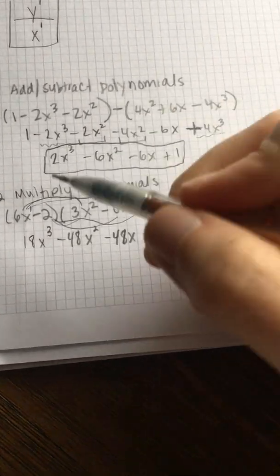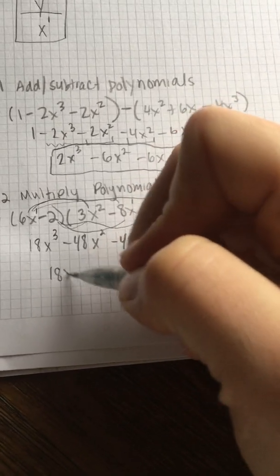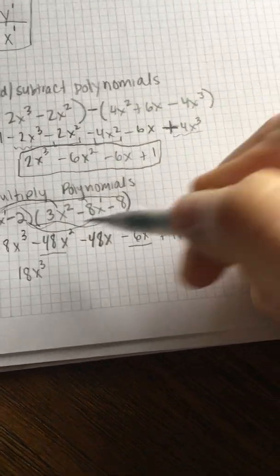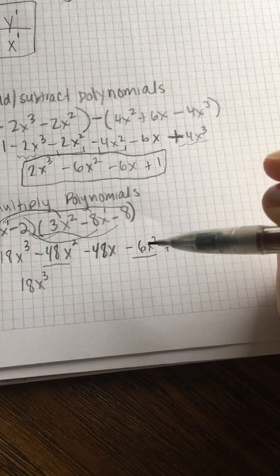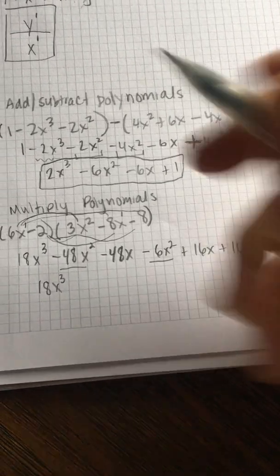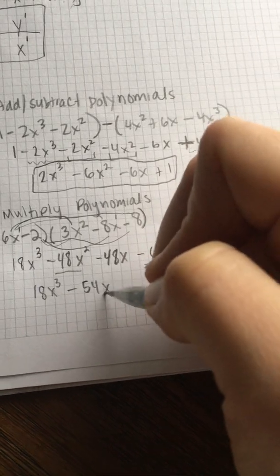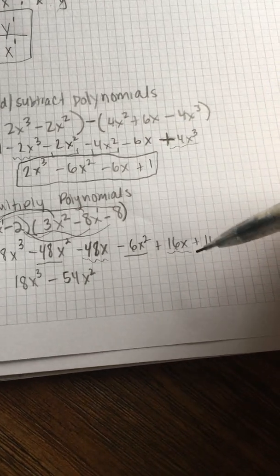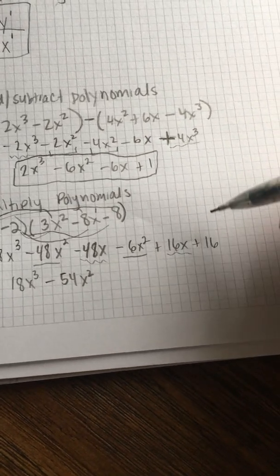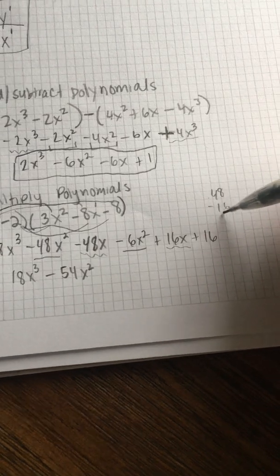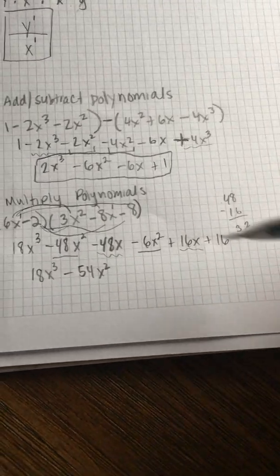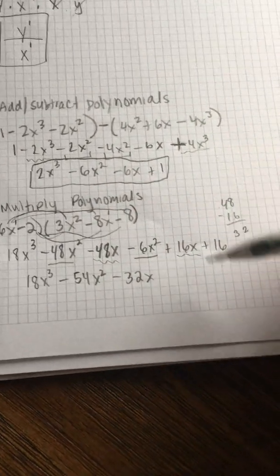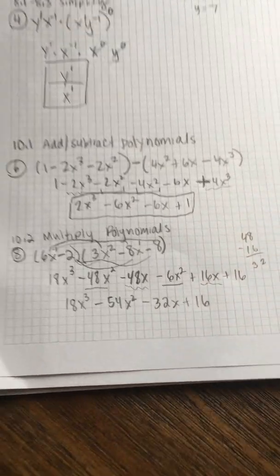So the biggest exponent I see is a 3. This is the only term that has a 3. 18x cubed comes down. Quadratic terms, put these together by adding because they have the same signs, and you get negative 54x squared. Put the linear terms together. I need to subtract those and keep the sign of the bigger, and again, you can even just show it off to the side. You get 32, and keep the sign of the bigger, negative 32x. And then my constant, it's the only one, we bring down the plus 16.